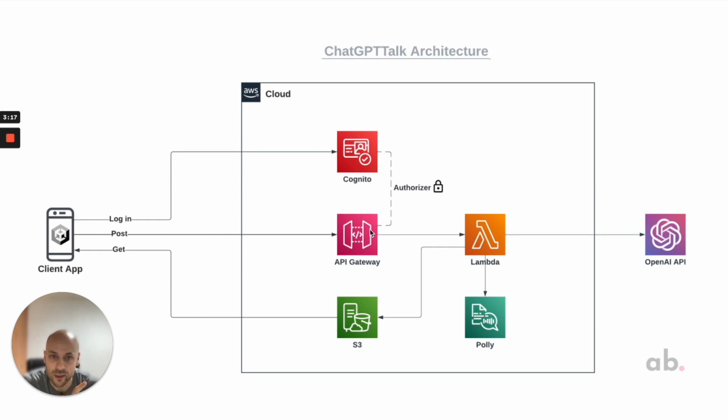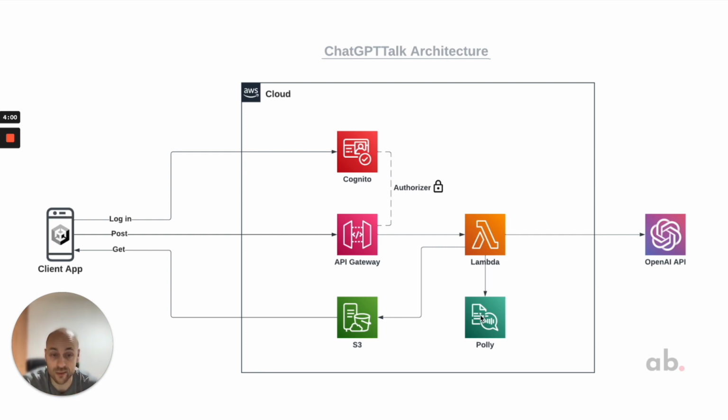Note that there is an authorizer here, so only the Cognito user can consume the endpoint. After that, the API Gateway triggers a Lambda function. This Lambda function extracts the message sent by the user and sends it to the OpenAI API, ChatGPT. After that, the API answers with a text, and the Lambda function sends the text to Polly. Polly is a text to voice or text to speech service of AWS.